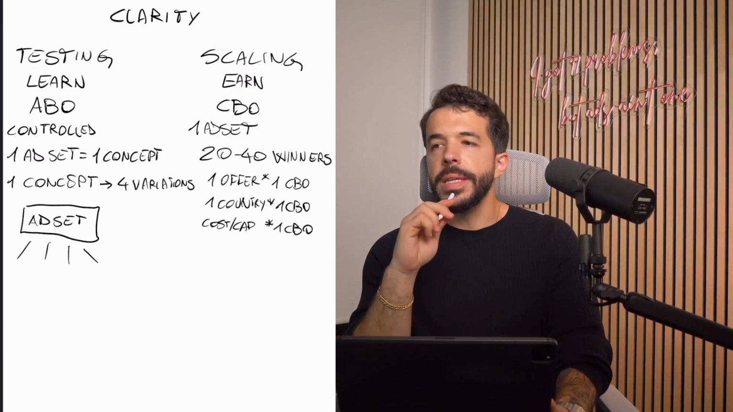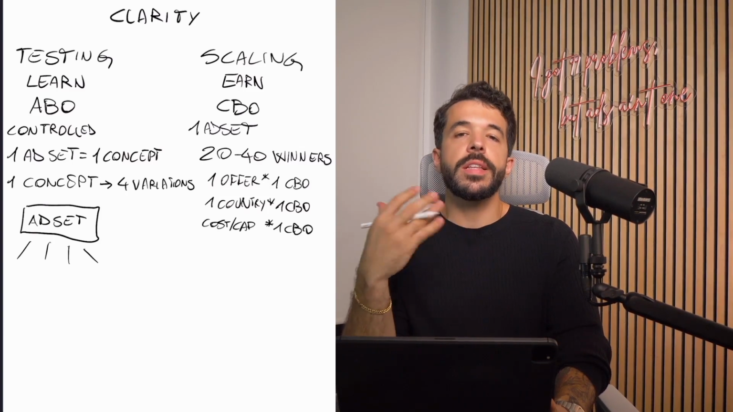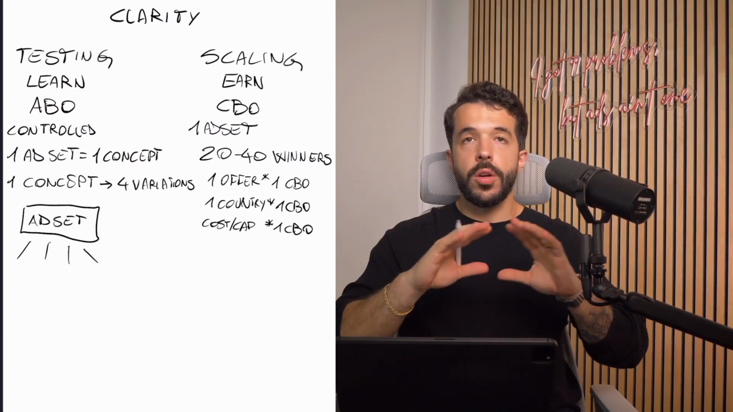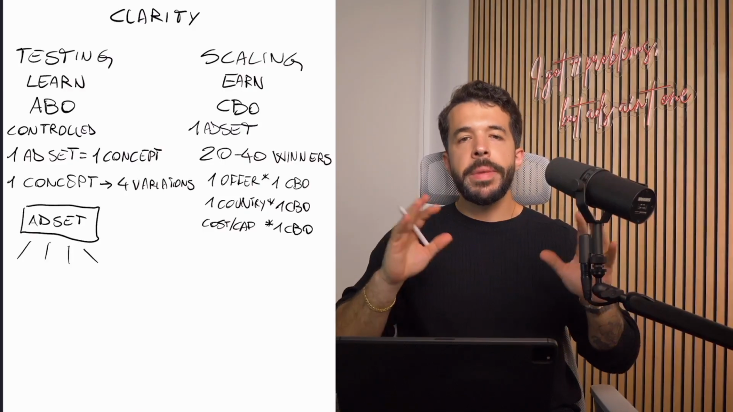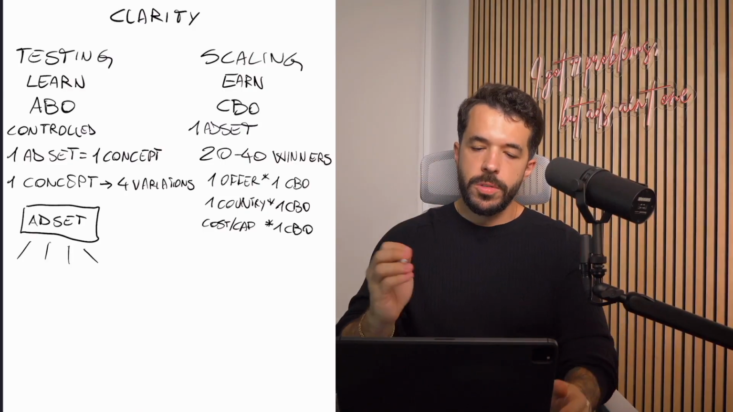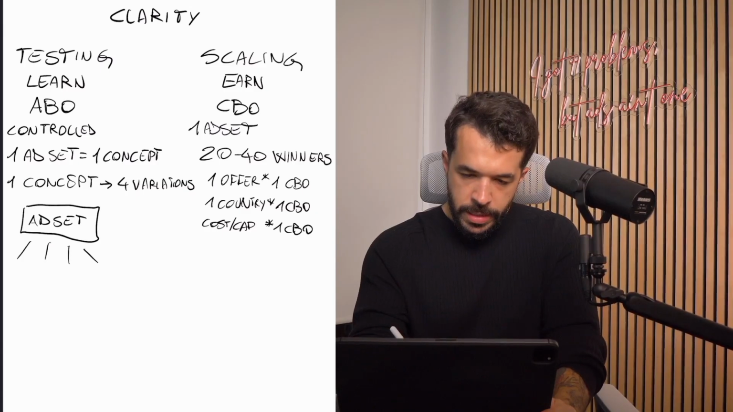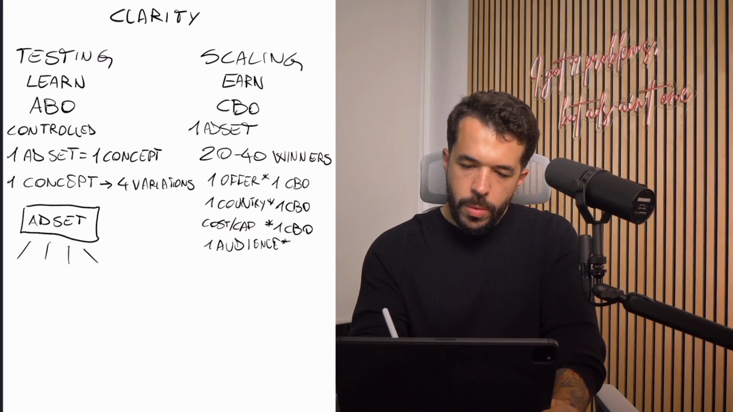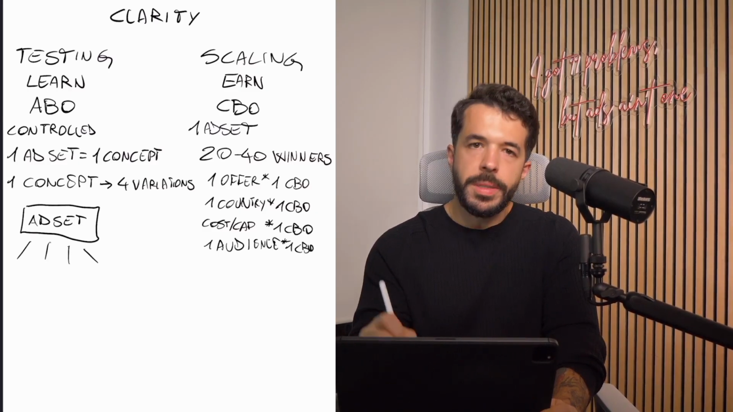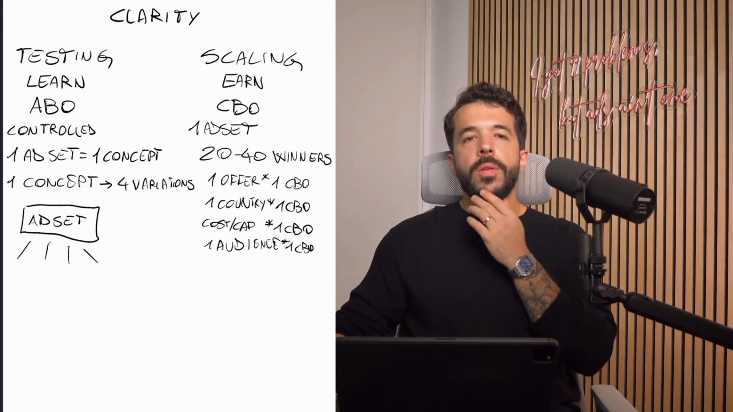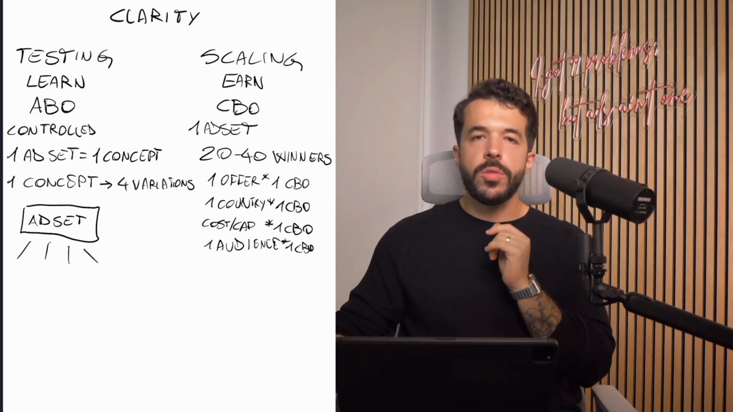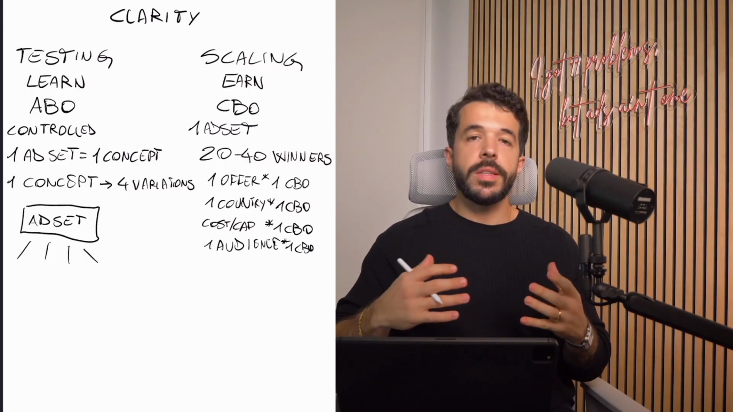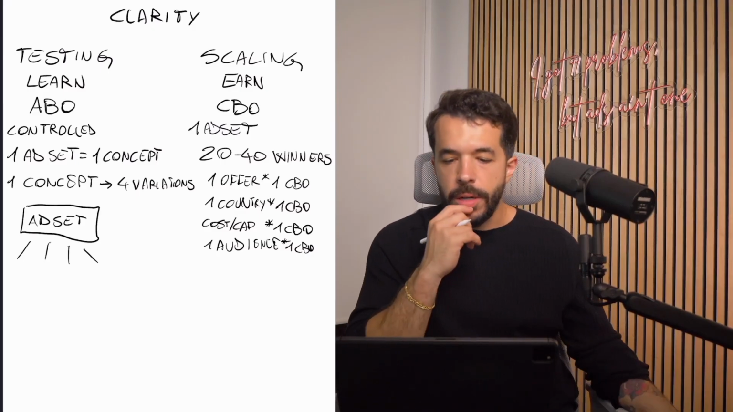Another option can be audiences. If you're selling something and you have two audiences that are completely different, then it makes sense to have different CBOs per audience. So let's call it one audience, one CBO.